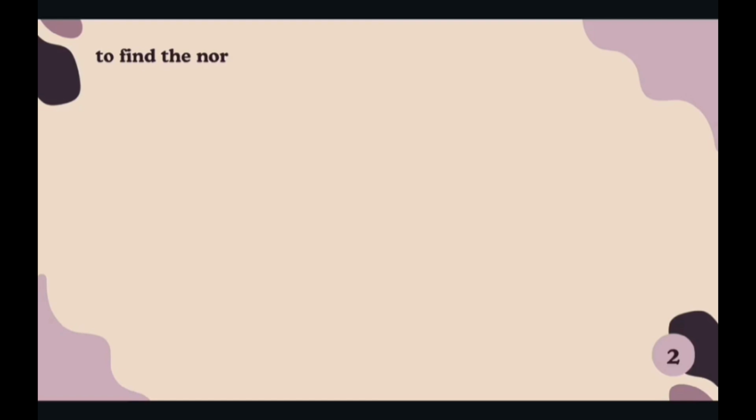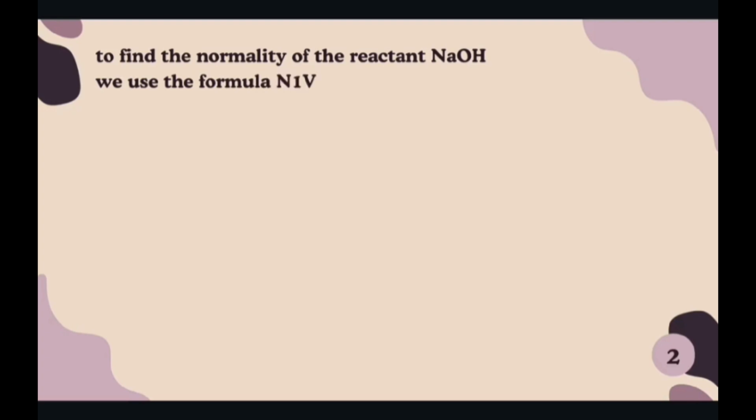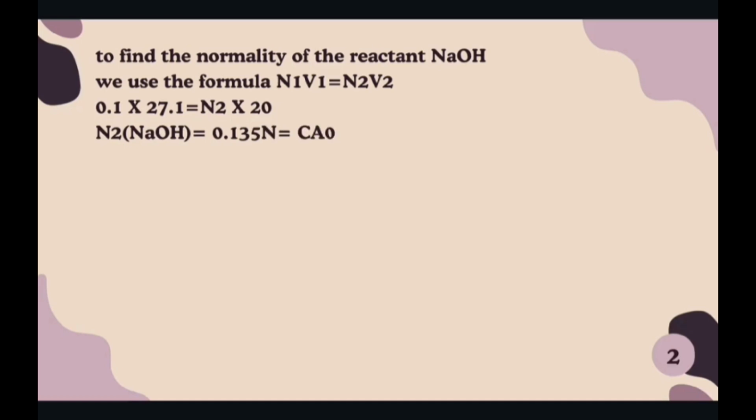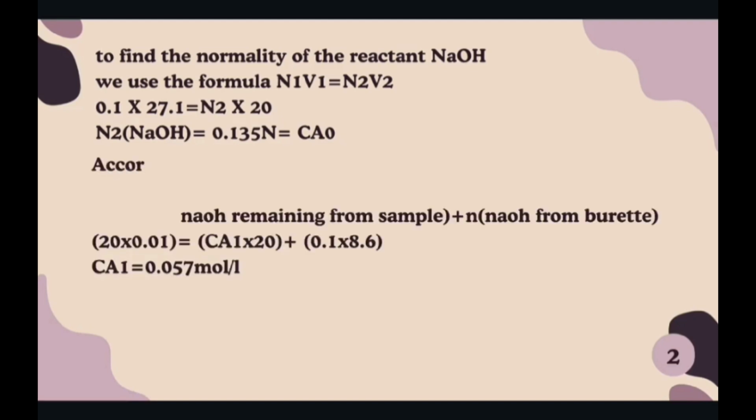To find the normality of the reactant NaOH, we use the relation N1V1 equals N2V2, wherein the first component is HCl and the second one is NaOH. After performing the calculations, we find the normality of NaOH to be 0.135, which corresponds to the initial concentration of component A. The subsequent calculations give the value of Ca1 to be 0.057 mole per liter.